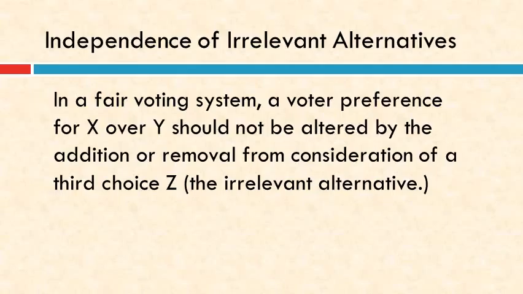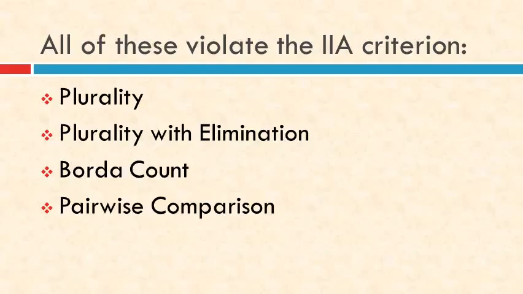In particular, if X would win the election when Z is not a candidate, then Y should not become the winner when Z joins the race. While this is fairly obvious for an individual voter, it is often not the case when we consider groups of voters. All of these voting methods we have studied can violate the independence of irrelevant alternatives. Let's focus on the method of pairwise comparisons, or Copeland's method.